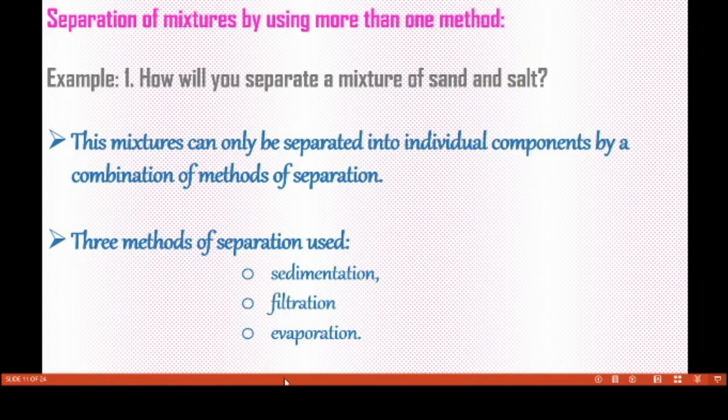First, some water is added to the mixture of sand and salt. Salt dissolves in water to form the salt solution, whereas sand remains undissolved. So it is then filtered. On filtering, sand is obtained as a residue on the filter paper and the salt solution is obtained as the filtrate. So the salt solution is evaporated and pure salt is left behind.